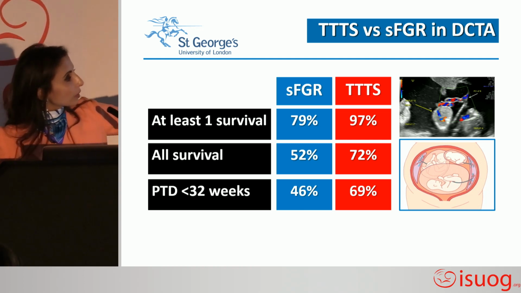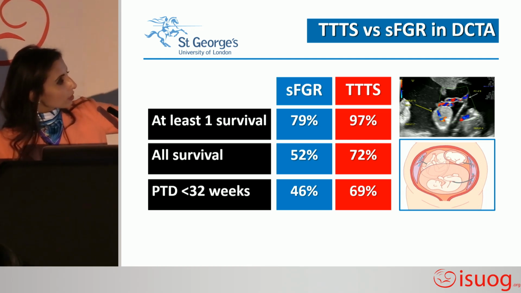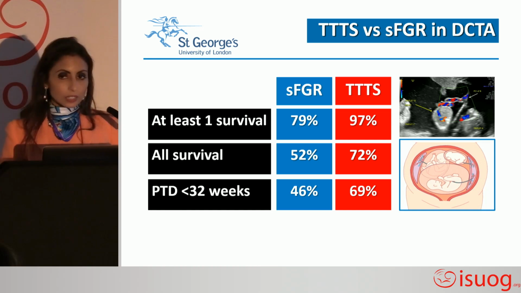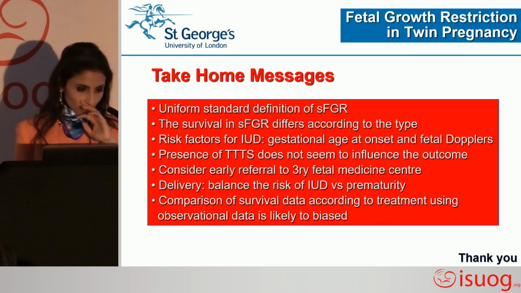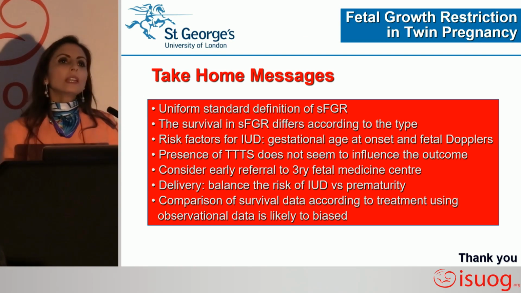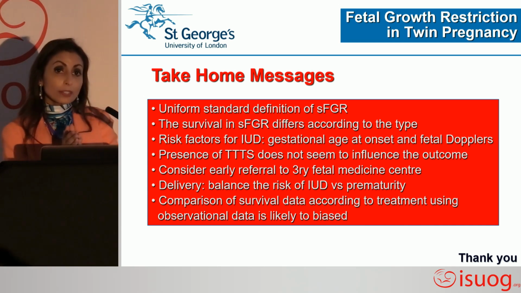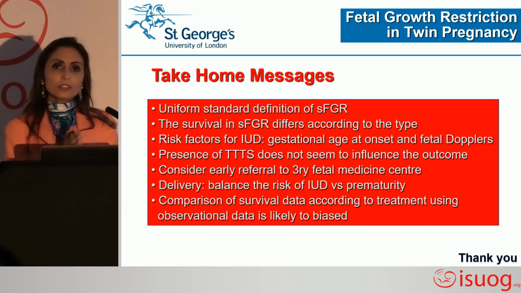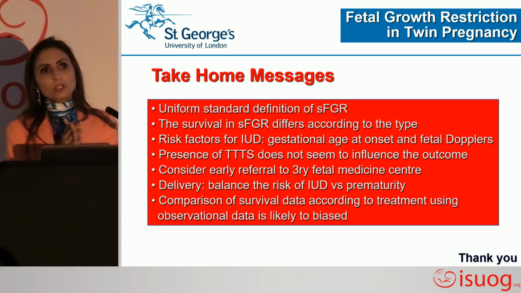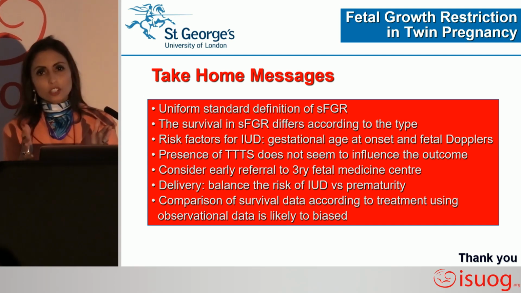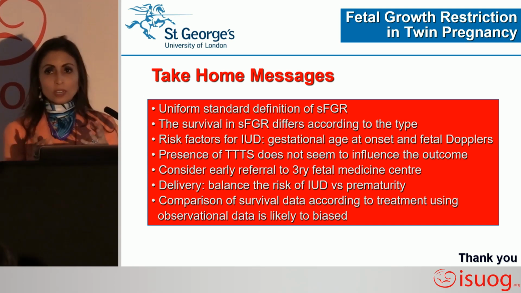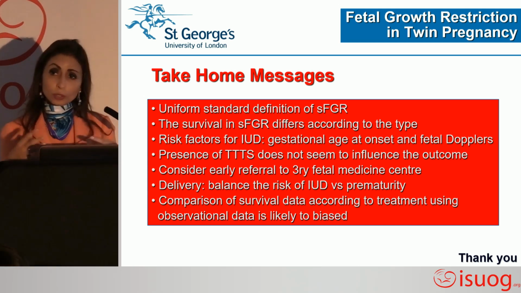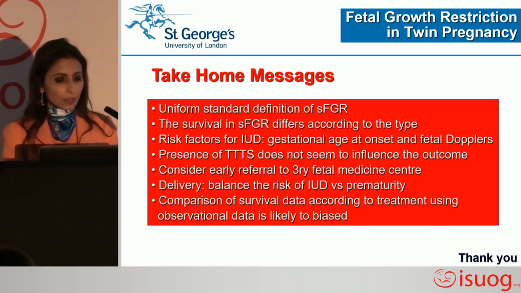And actually the preterm delivery, less than 32 weeks, was higher in the TTTS compared to the selective fetal growth restriction. So really the take-home message: we need to try to use a uniform standard definition of selective fetal growth restriction. We need to stop what's happening now in the literature, with different studies using different definitions, which makes it impossible to compare and impossible to combine the data.